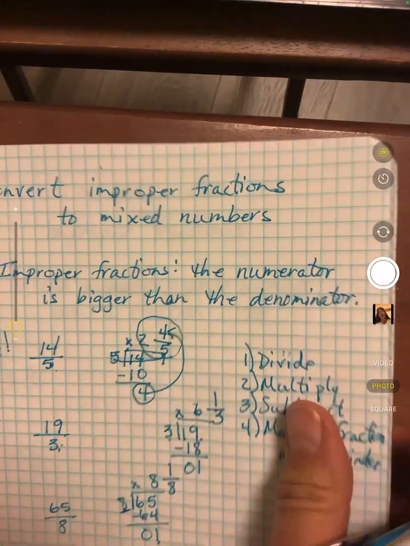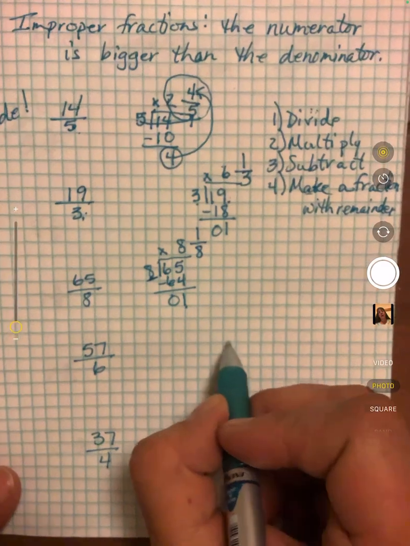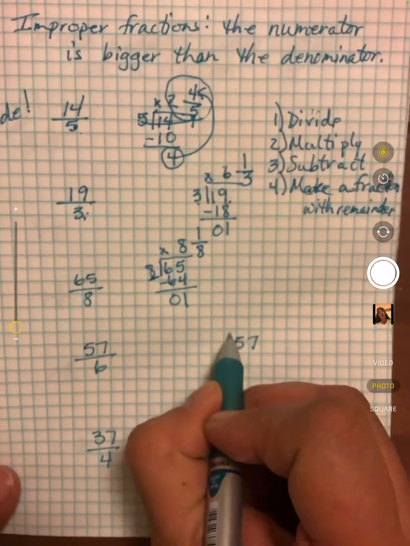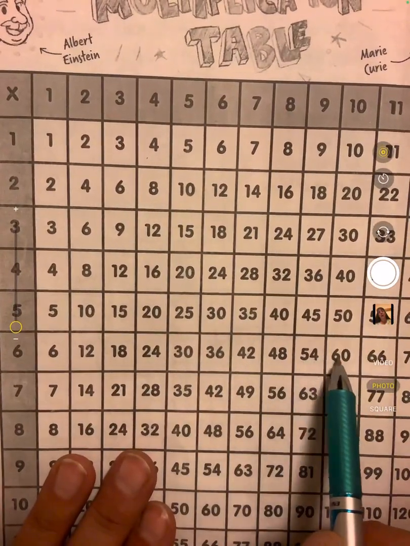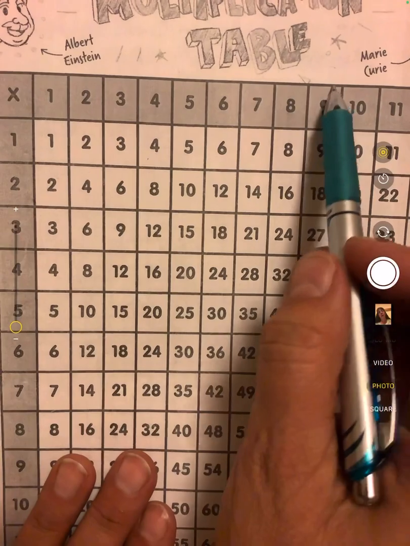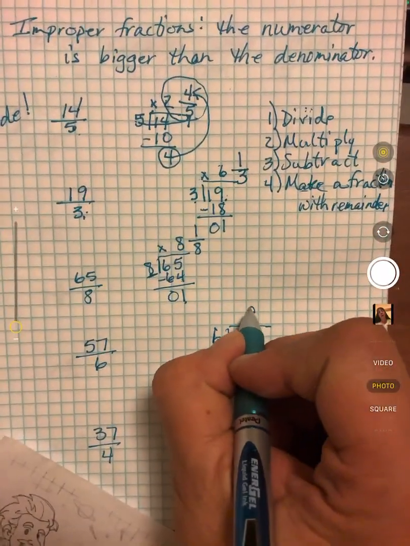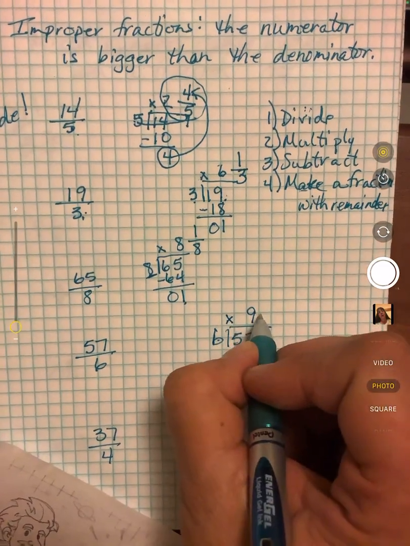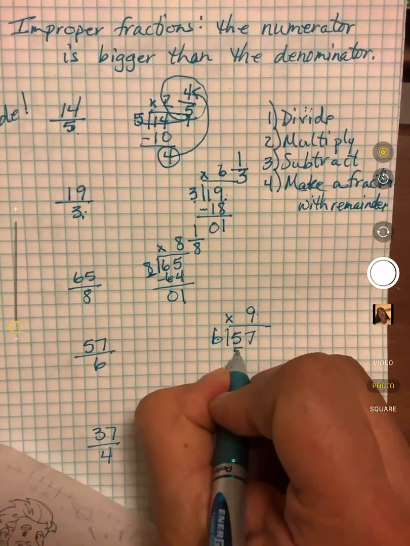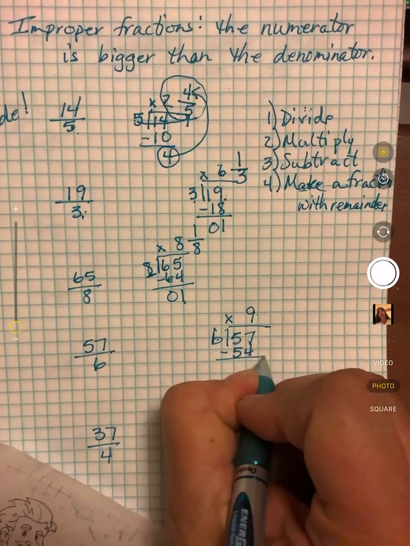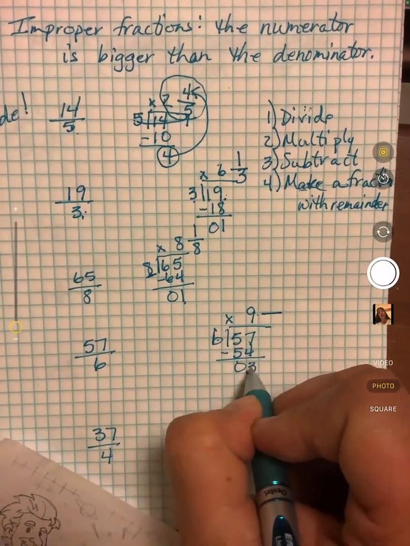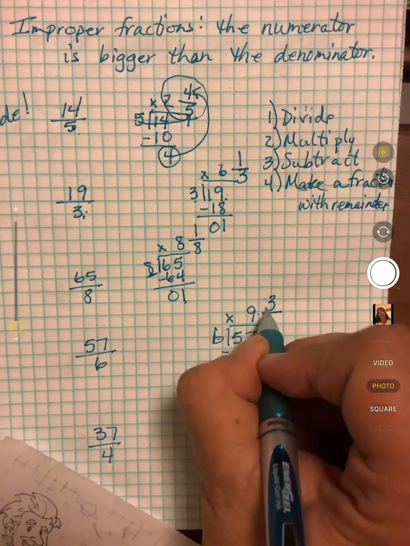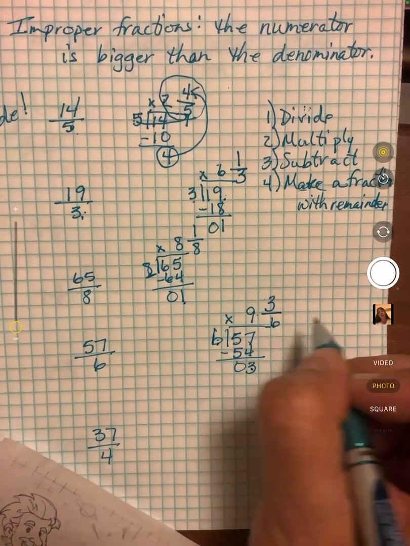Okay? I have a couple more. 57 divided by 6. Okay? 6 into 57, go across your 6's. That's too high, so we go with 54, so it's 9 times. Now we do 9 times 6 is 54, and we subtract, we get 3. So now I have to make my fraction. I put my remainder on top and the number that I divided by on the bottom.